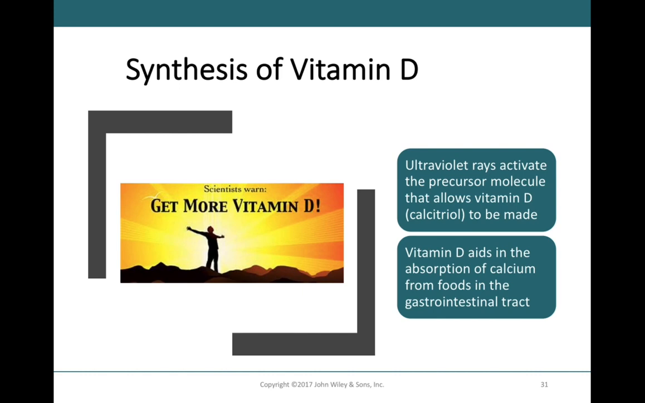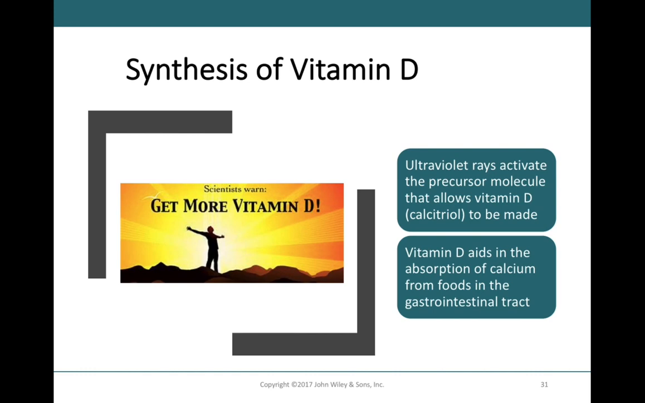So how does the integumentary system make vitamin D? When ultraviolet rays from the sun contact our skin, that's going to activate the precursor form of vitamin D into the active form of vitamin D, which can also be known as calcitriol. Just by going out in the sun, these ultraviolet rays are going to activate vitamin D, and that's going to allow us to absorb calcium into our bodies.